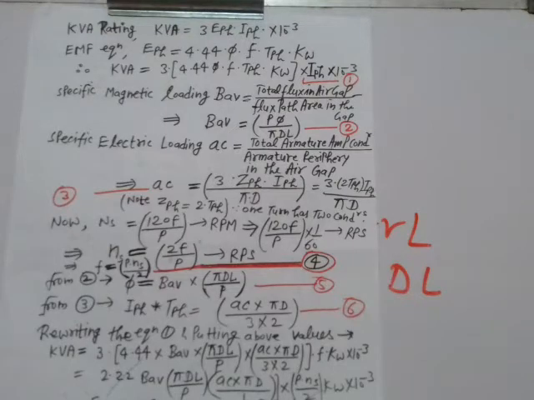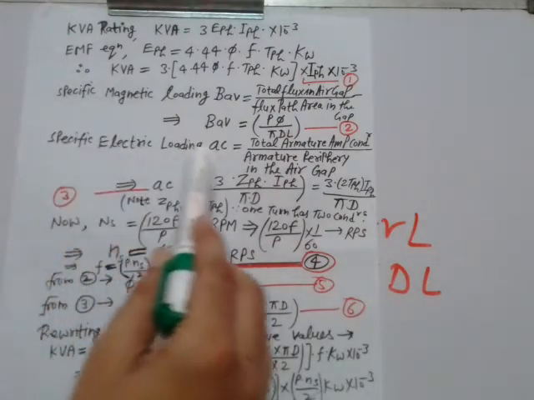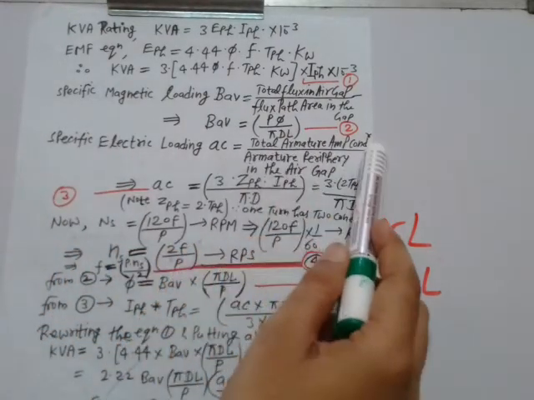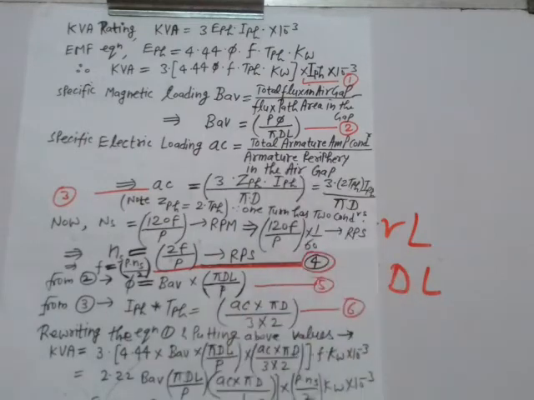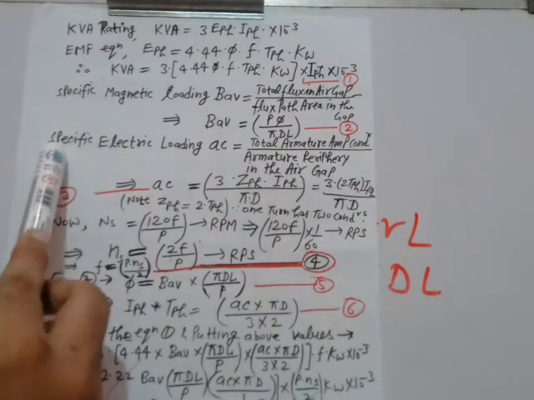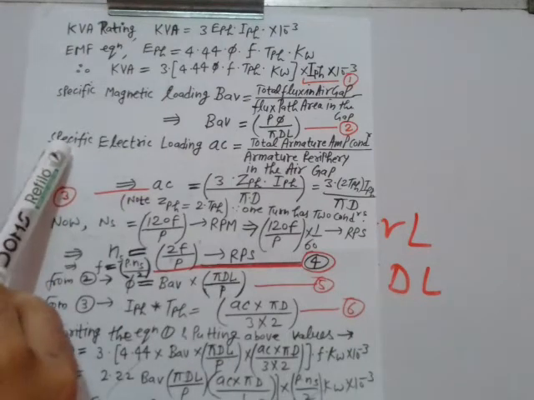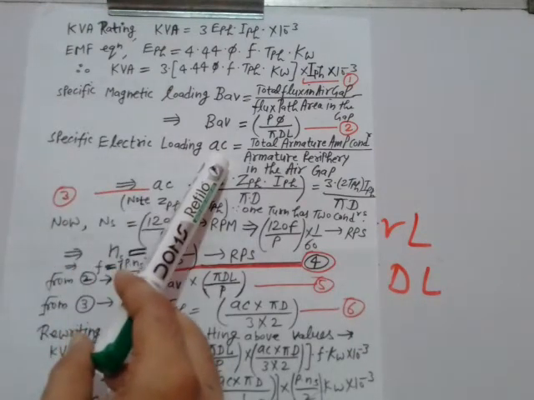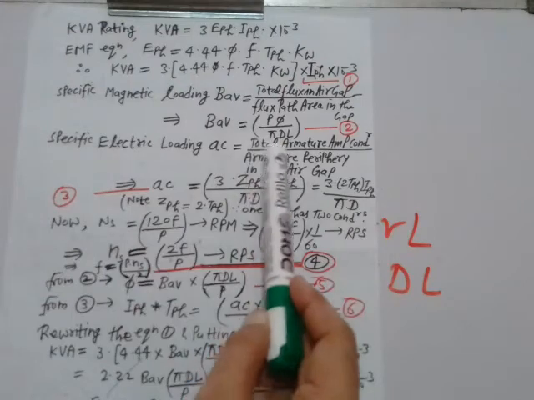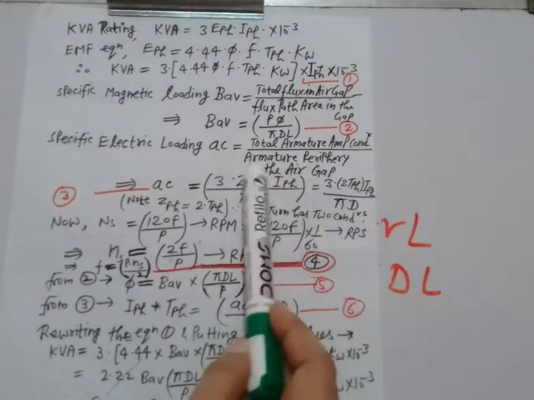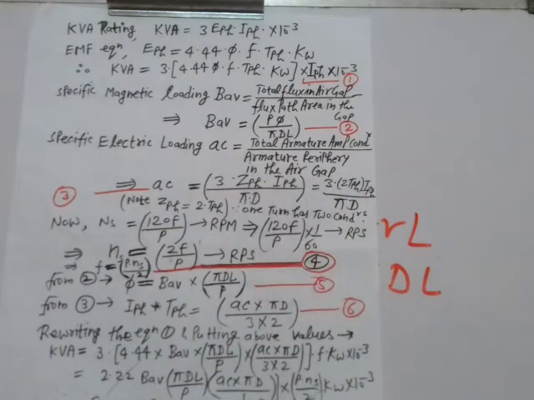So now the specific electrical loading AC is total armature ampere conductors divided by armature periphery. Specific is a specific word. Specific means it's a ratio. So the specific electrical loading AC is the ratio of these two. That means total armature ampere conductors divided by armature periphery, right?